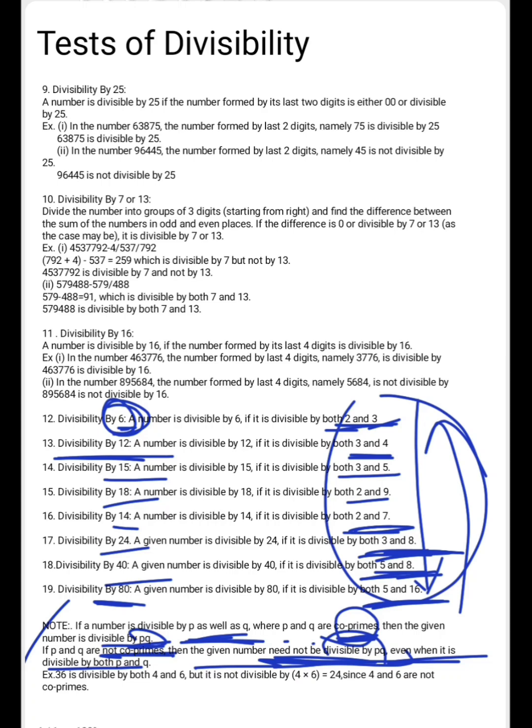Let us take an example of 36. It is divisible by both 4 and 6, but it is not divisible by 4 into 6, which is 24. 36 will not be divisible by 24. Okay, 4 and 6 are not co-primes.